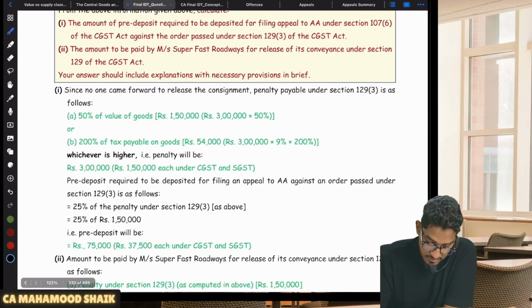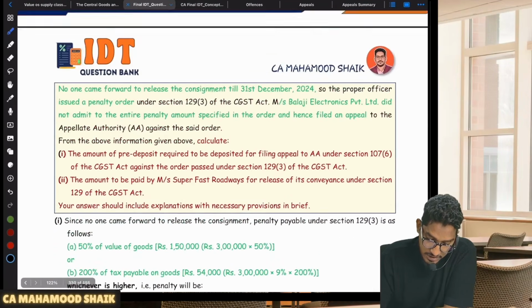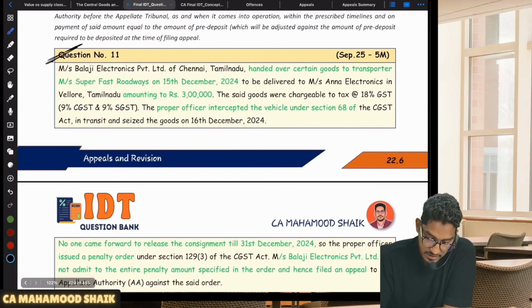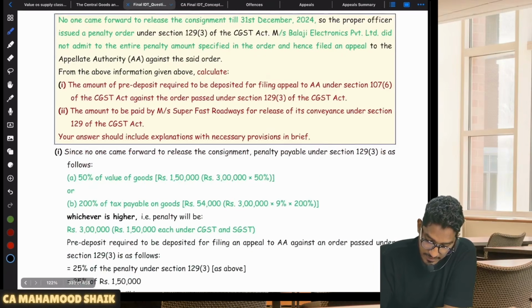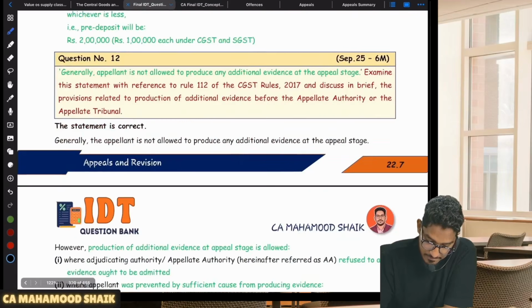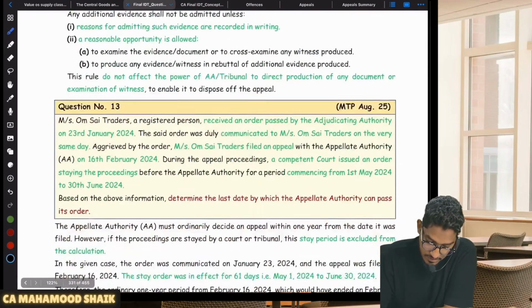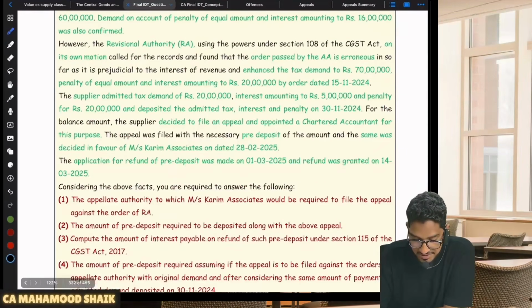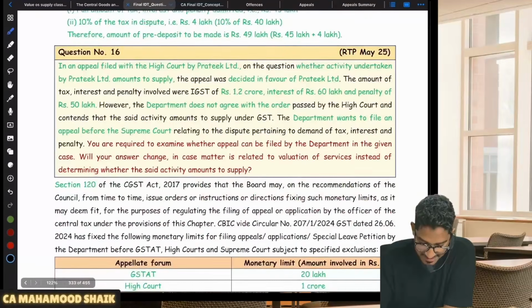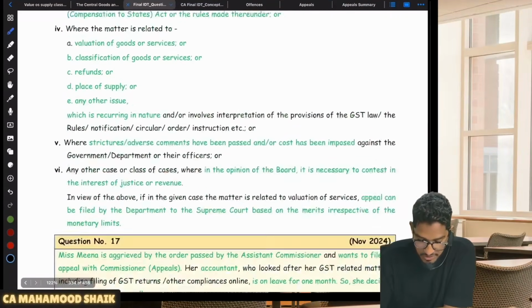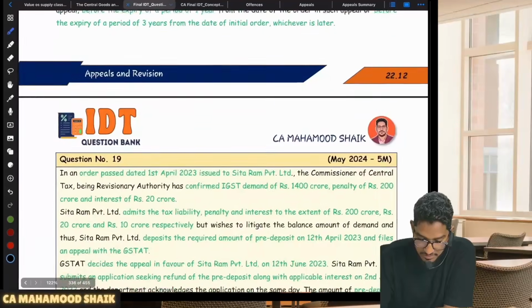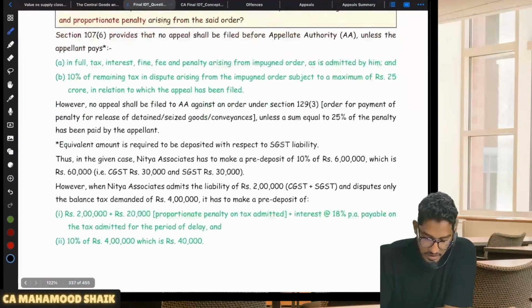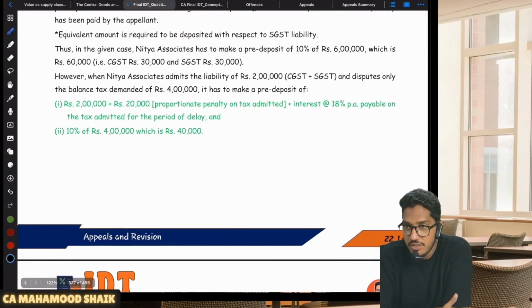A confiscation related question has come here. Question number 11 is relating to confiscation. 12 is theory, 13 is theory. We'll do tomorrow, I don't have energy now. Hardly it will take around 30 to 40 minutes. We can complete it. Thereafter, advance ruling, then miscellaneous. Tomorrow will be the last live session.